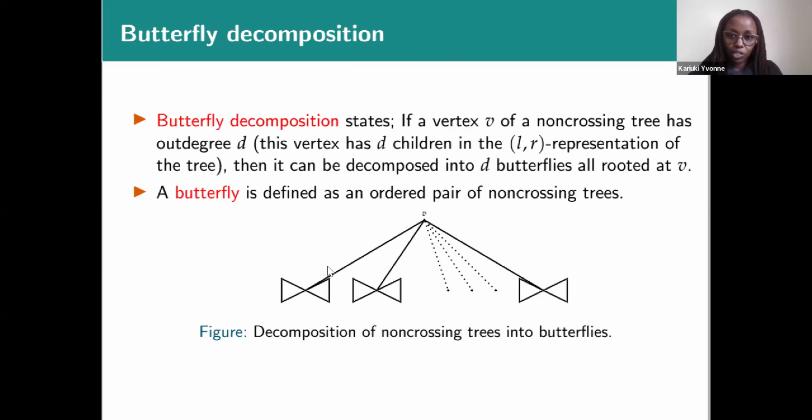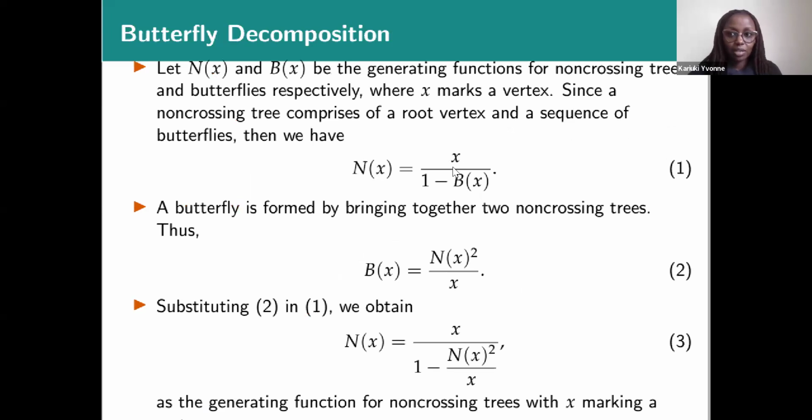So back to our structure, let's start with the non-crossing tree. We'll have X marking a vertex. So since the entire structure is a non-crossing tree, we have vertex V here, so we represent it with X, followed by a sequence of D butterflies. And by applying the Taylor expansion, you remember if you have a sequence, then that just gives us 1 over 1 minus A. But in this case, our butterflies, we are representing them as B. So the generating function of the tree will be X, the vertex, times 1 over 1 minus B of X, where B of X is the generating function for the butterfly.